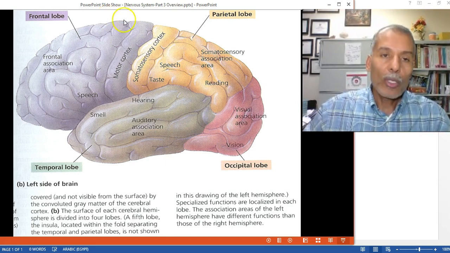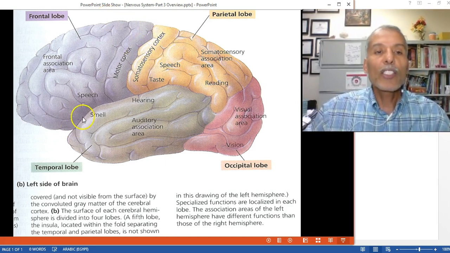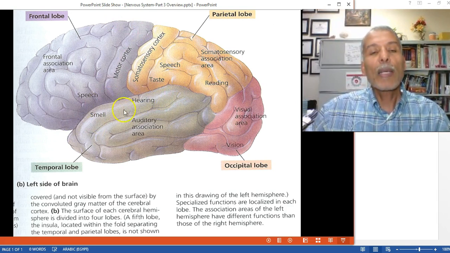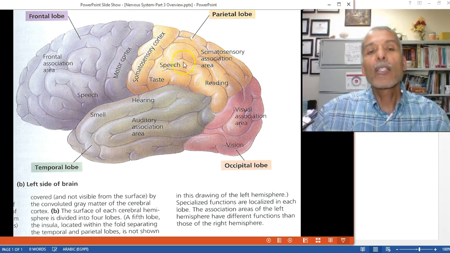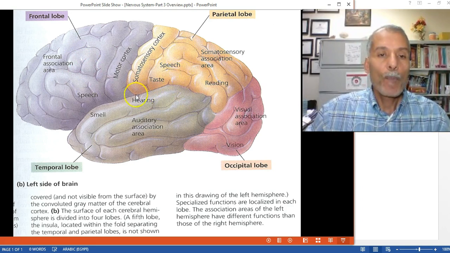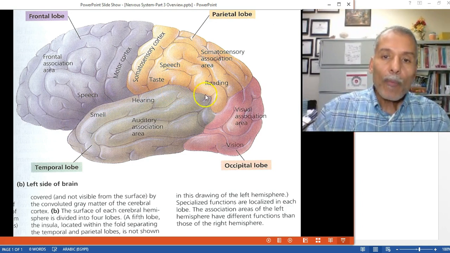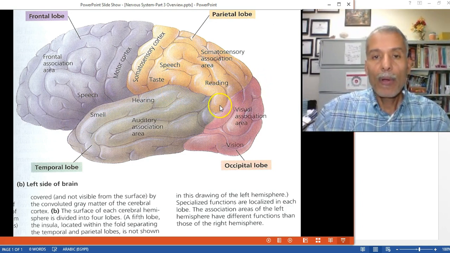So we have the longitudinal fissure, central fissure, and then the temporal fissure. Again, it separates the temporal cortex or the temporal lobe from the frontal lobe and from the parietal lobe at once. That's the temporal fissure.